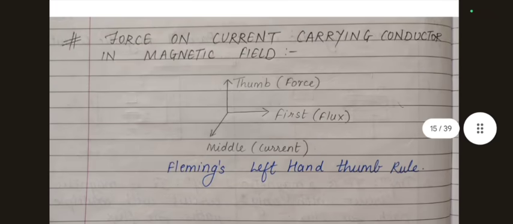Now let us go to this topic, that is force on a current carrying conductor in a magnetic field. We have learned all this, like Fleming's left hand rule, then right hand thumb rule, all the same things are there because the first chapter is nothing but your basics only.